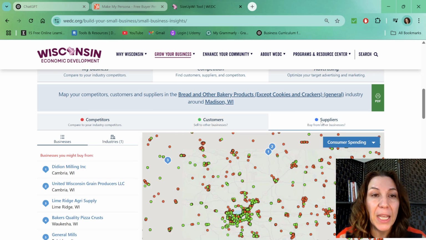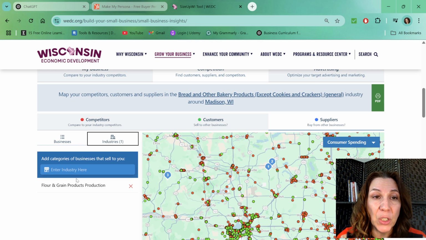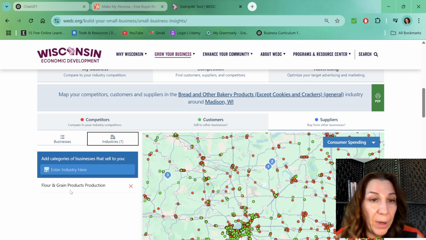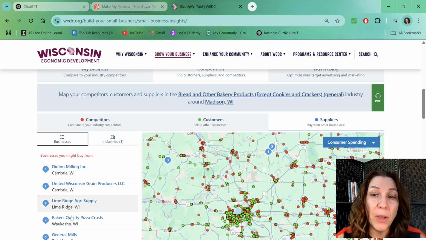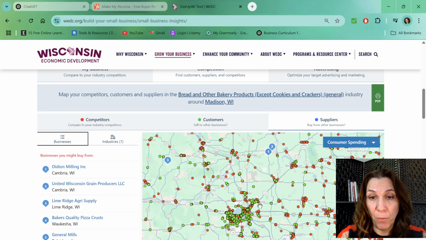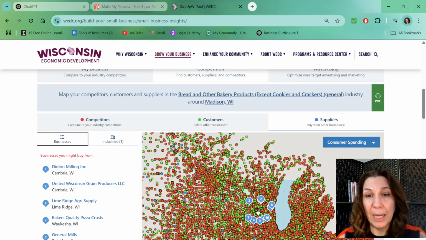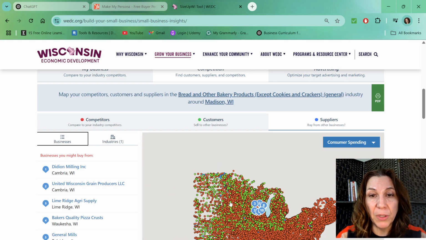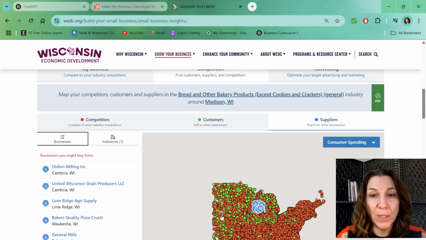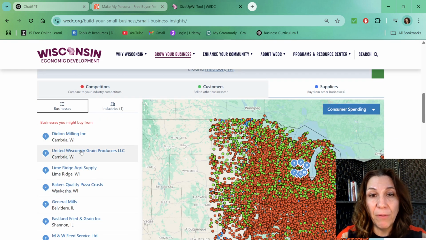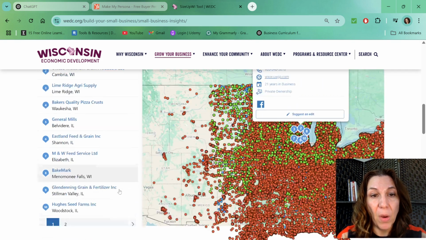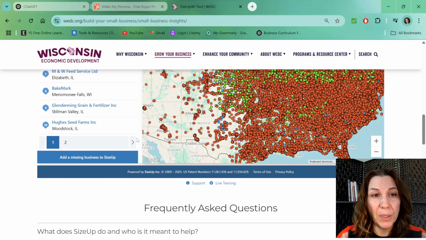Also, suppliers. If you click on suppliers and put in the industry, I put flour and grain products here, it will give you some possible suppliers you have not thought about. Again, once you click on the map, when you zoom in and out, it will give you possible customers throughout the United States. And once you click on that, it will give you addresses. Here we go. And here you have all these multiple pages.